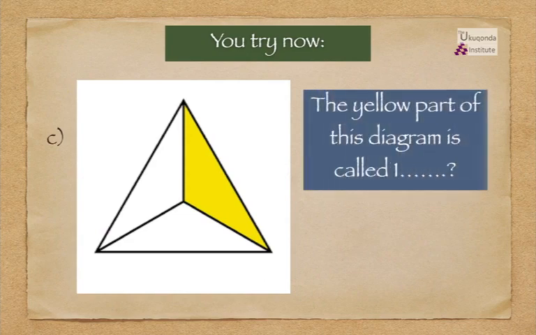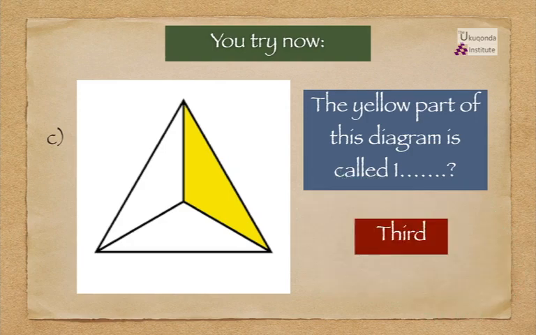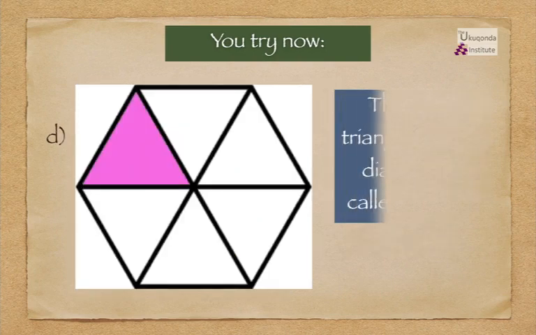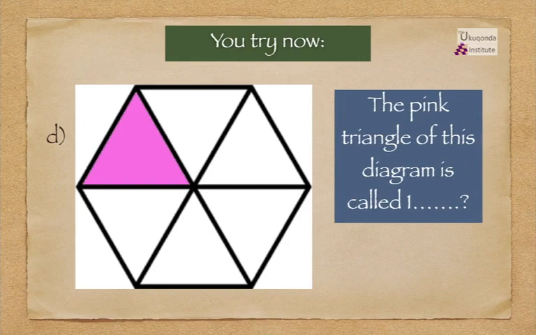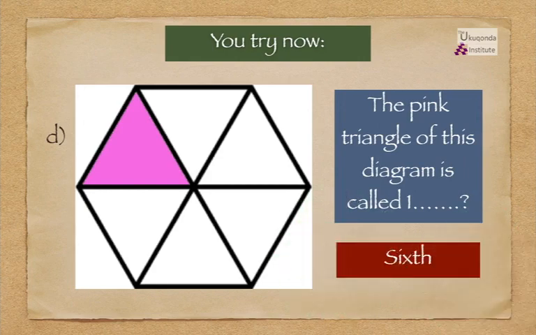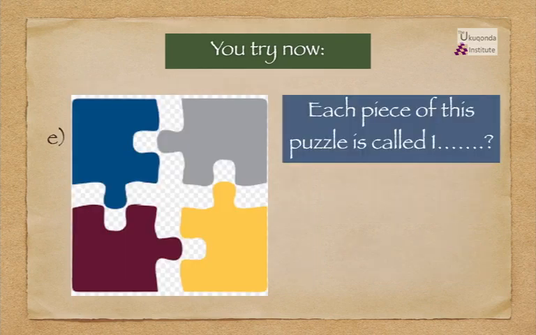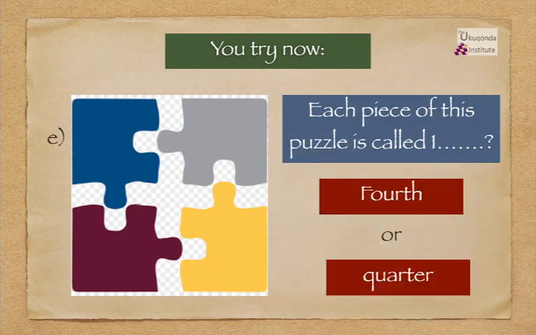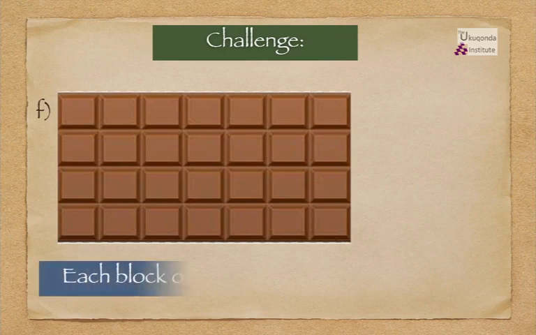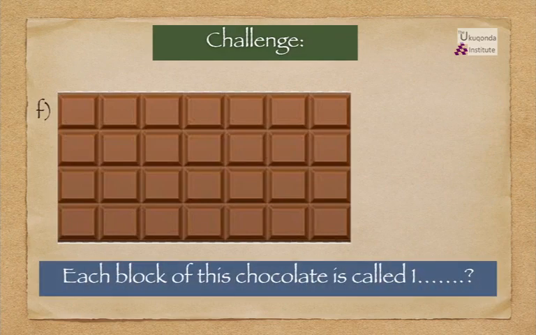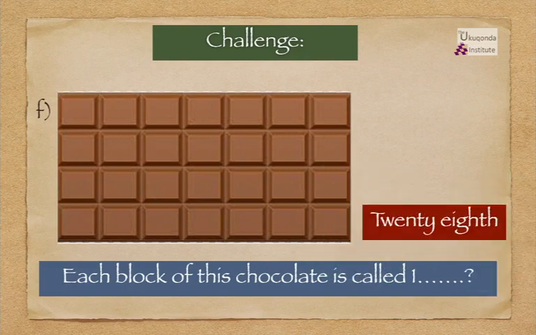C. The yellow part of this diagram is called 1, and the answer is third. There are 3 equal parts, so each of them are thirds. The pink triangle of this diagram is called 1/6 because there are 6 equal parts. Each piece of this puzzle is called 1/4. And the last one, what is each block of this chocolate called? 1/28th, because if you counted, there are 28 blocks.